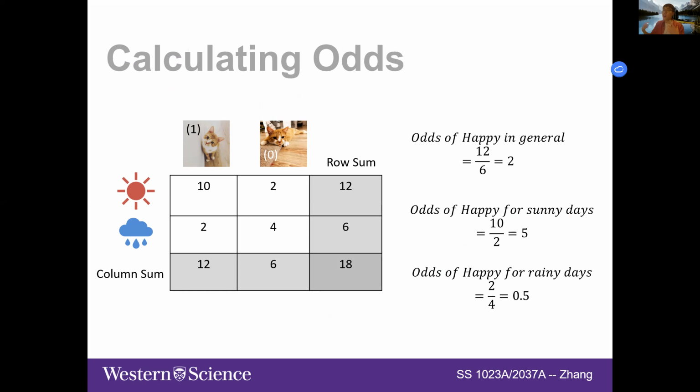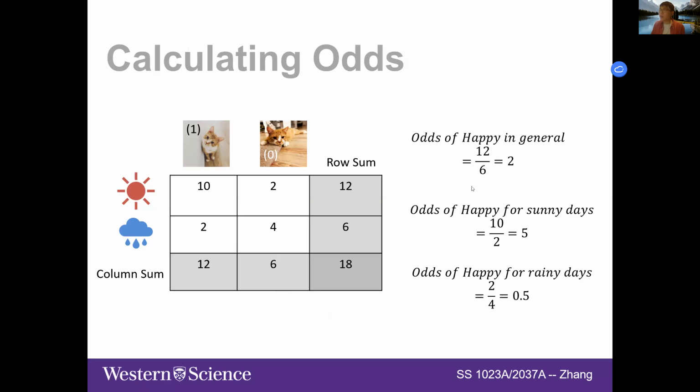The marginal distribution of the moods: we look at the number of times it is happy versus the number of times it is not happy. So it's a direct comparison. The only difference is in the denominator over here. Similarly, we define the conditional odds for sunny days, which means we condition on this one, and the odds of happy would be 10 to 2, and for the rainy days it will be 2 to 4.